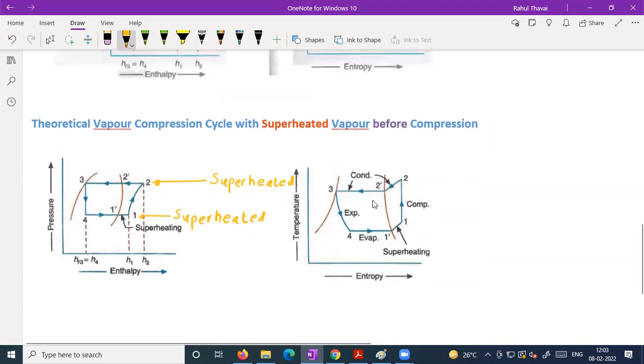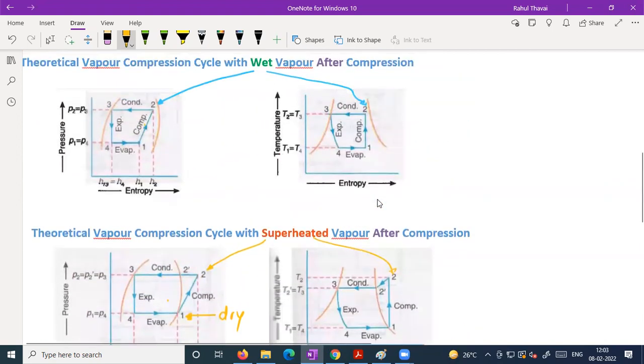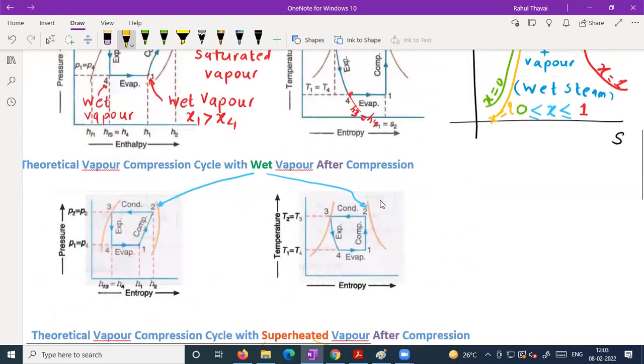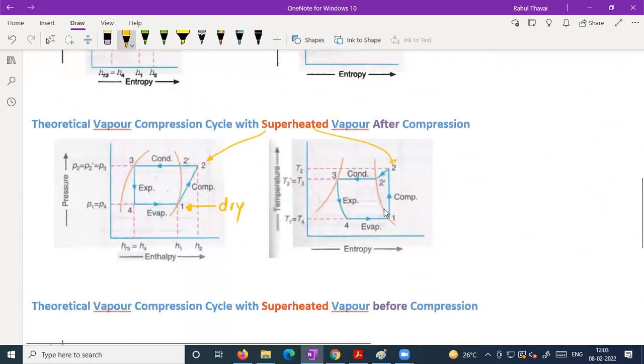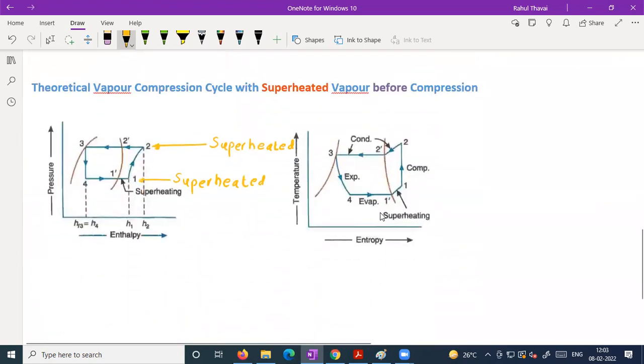Is that okay with this one? Yes. All of you, is that okay? Yes. Yes. Okay, so this is all about the diagrams.